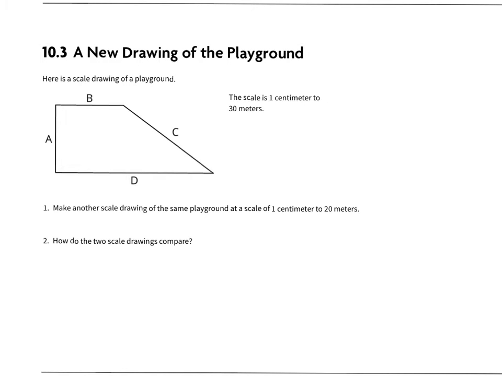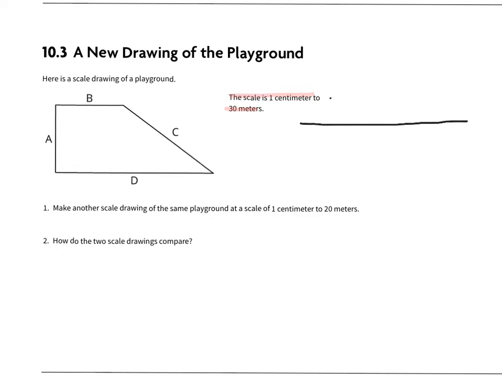So we're going to skip to activity 10.3, and it says this is a new drawing of a playground. Here's a scale drawing of a playground, and notice we have sides A, B, C, and D, and it tells us that the scale is 1 centimeter to 30 meters. So I'm going to draw myself a T-chart here. And again, I want you to do the same thing. Get used to drawing these T-charts. We're going to use them a lot this year.